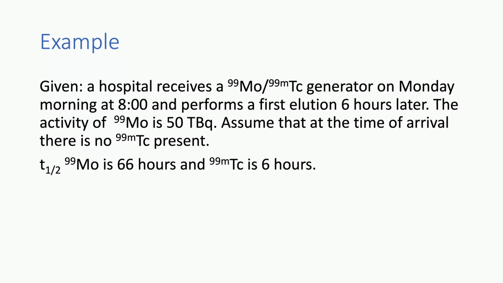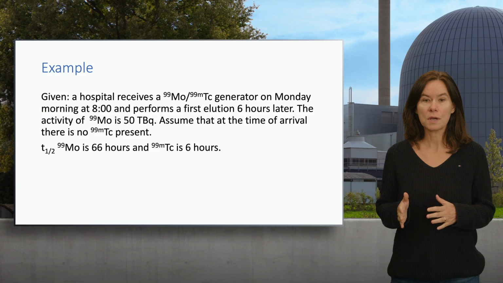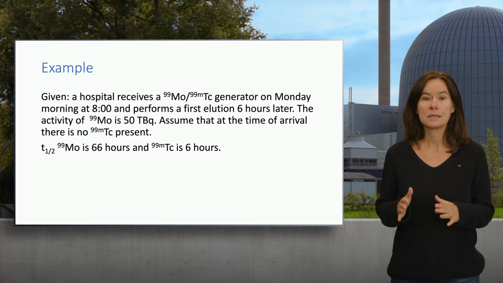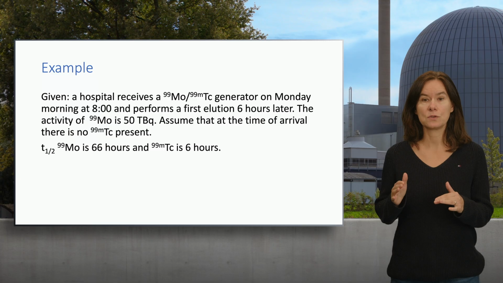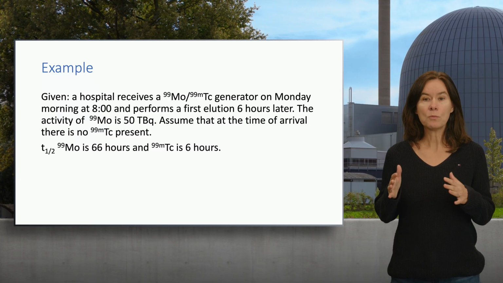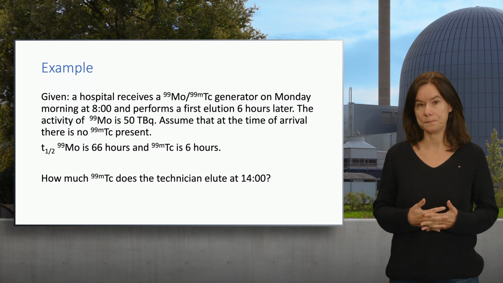Let's now do a practical example. A hospital receives a technetium-99m generator at 8 o'clock in the morning. At this time, the activity of technetium-99m is 0. The activity of molybdenum-99 is 50 terabecquerel. Knowing the half-lives of both radionuclides, 66 hours for molybdenum-99 and 6 hours for technetium-99m, how much technetium-99m can be eluted at 2 o'clock in the afternoon?